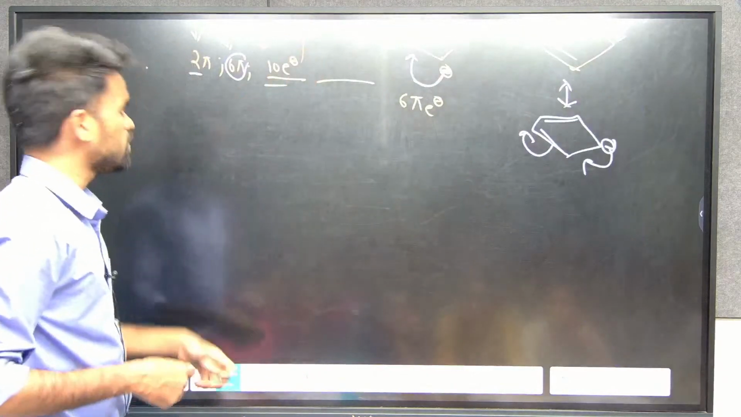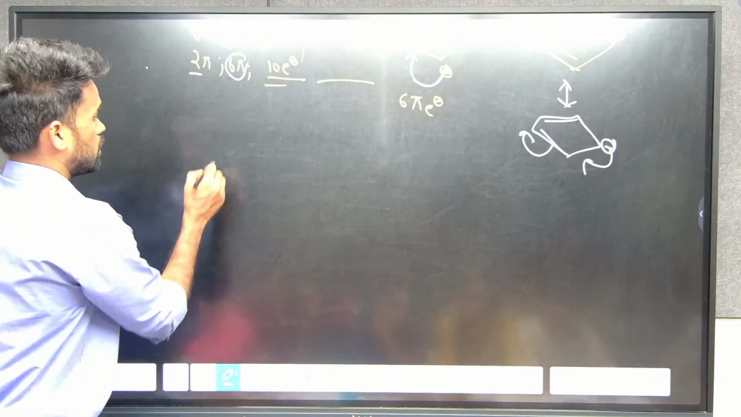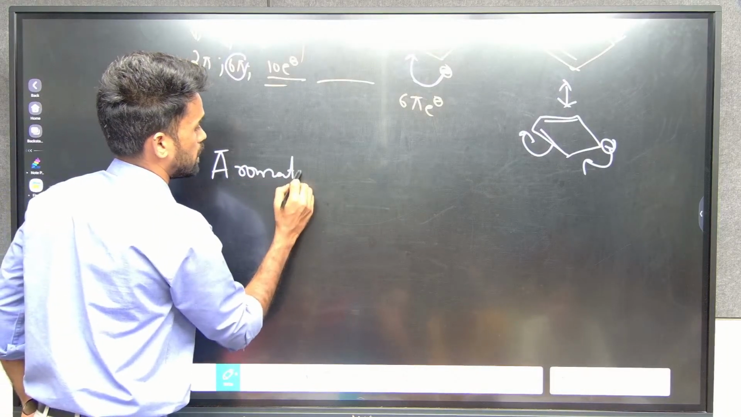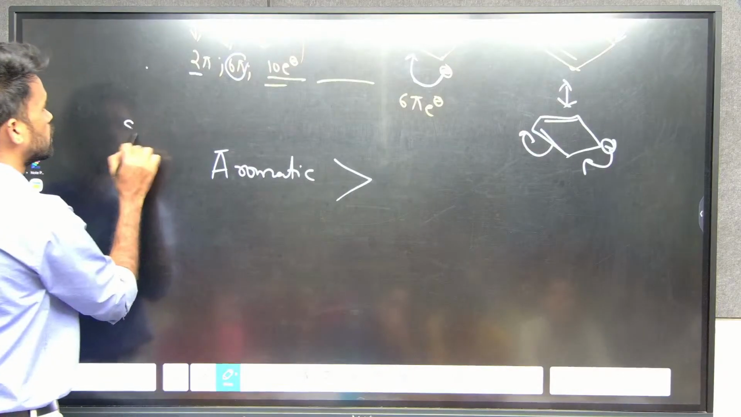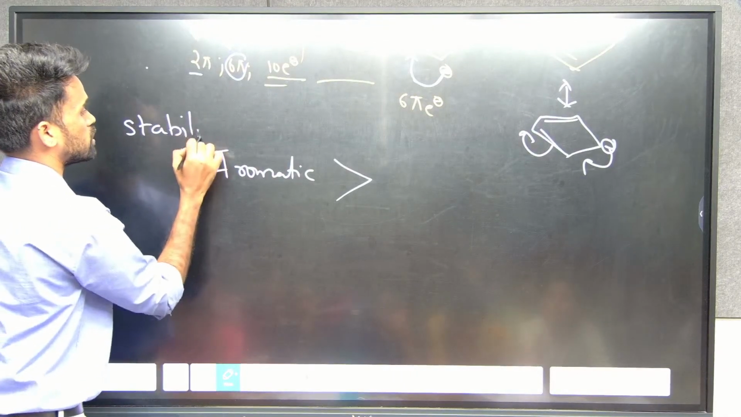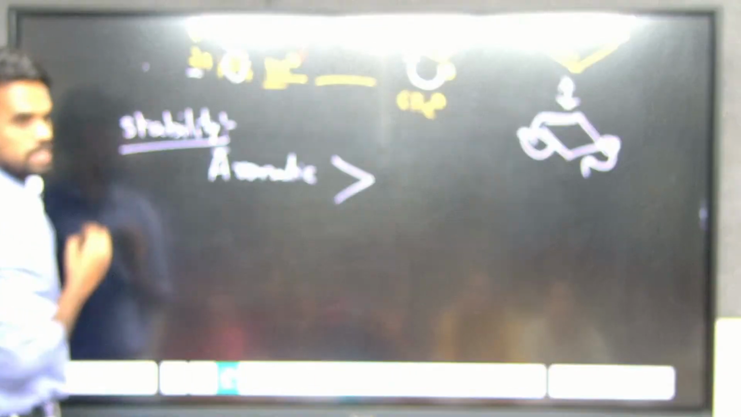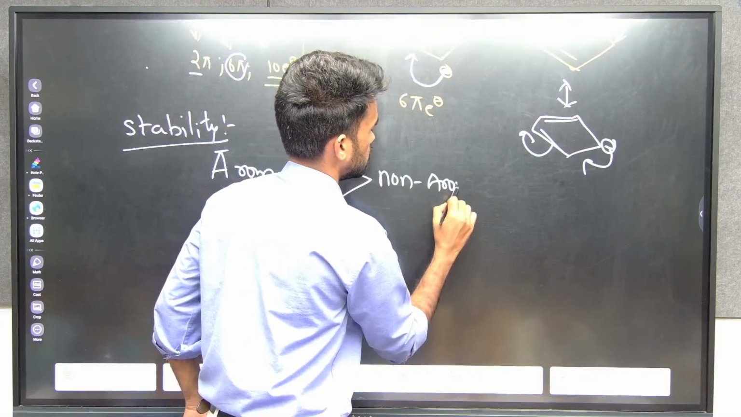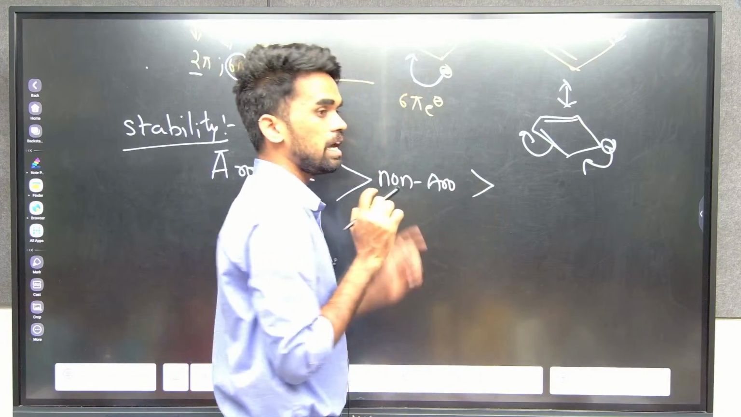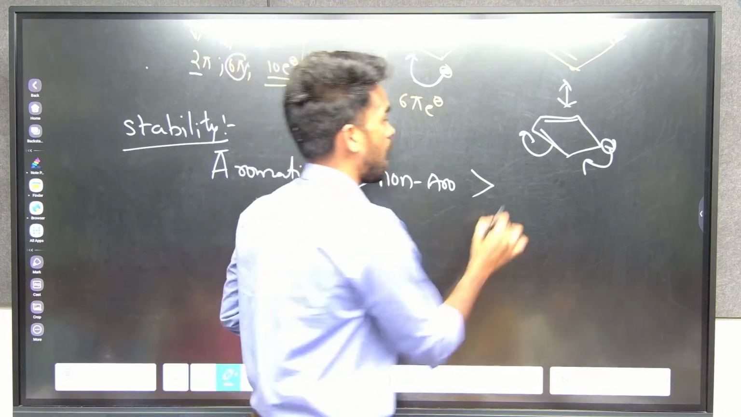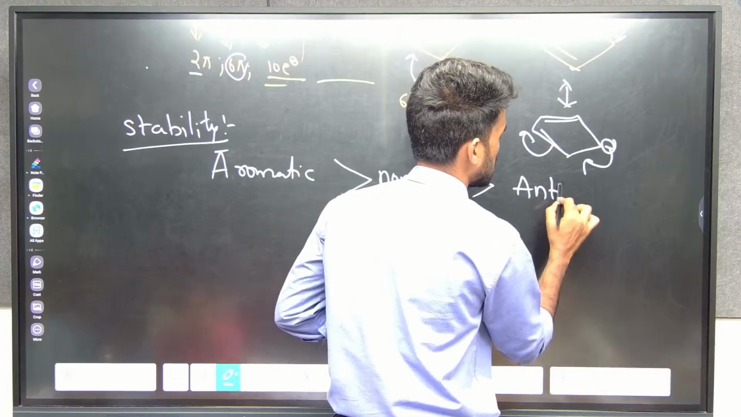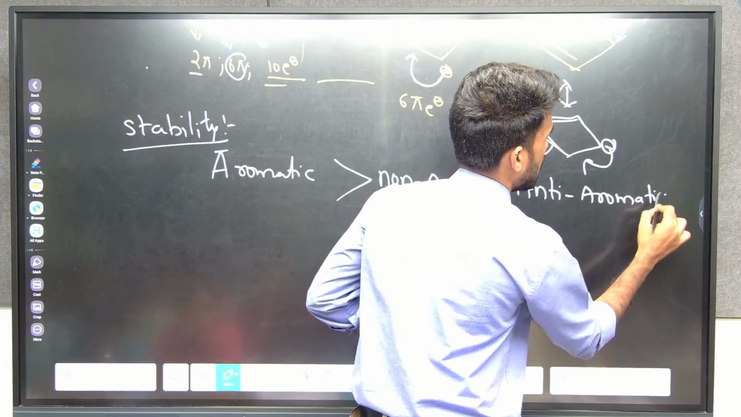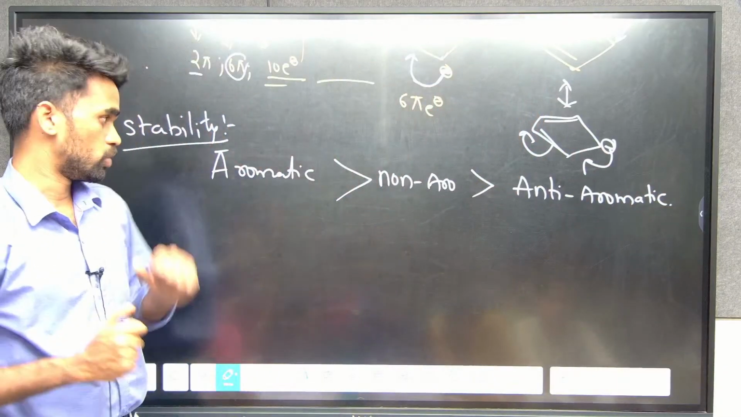Now what is the use of studying this? The compounds which are following aromaticity, or compounds which are aromatic, are highly stable. What I am saying, stability is highest for which one? Aromatic compounds. Next one is non-aromatic. And the least stable, or highly unstable, is anti-aromatic. Which is highly unstable? Anti-aromatic compounds are highly unstable. Is this clear everyone? Okay.